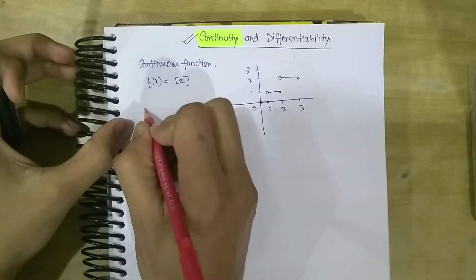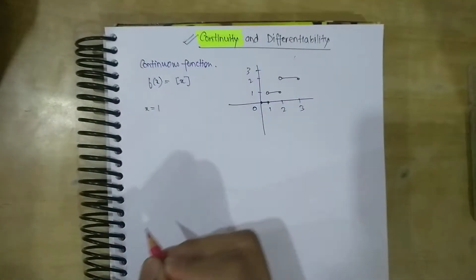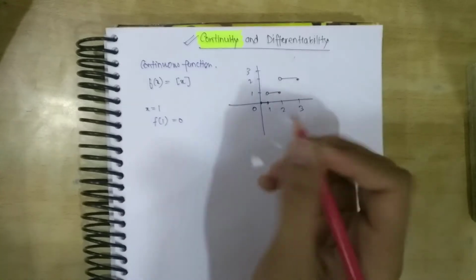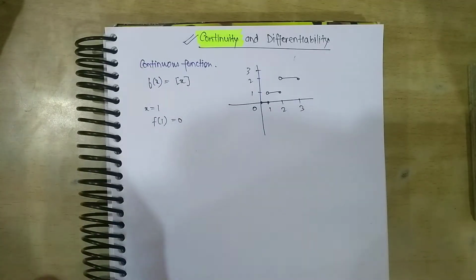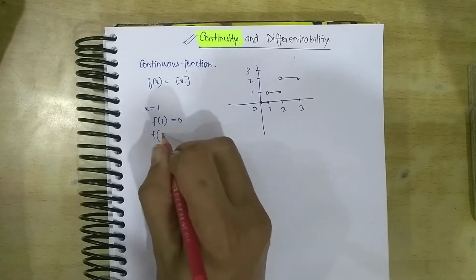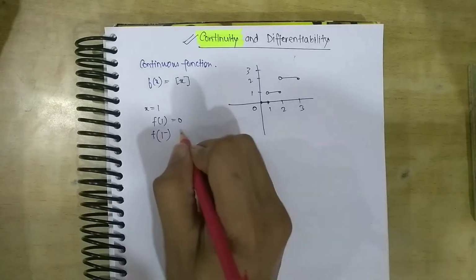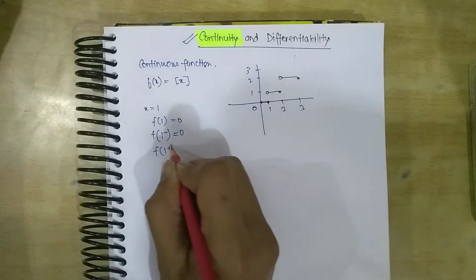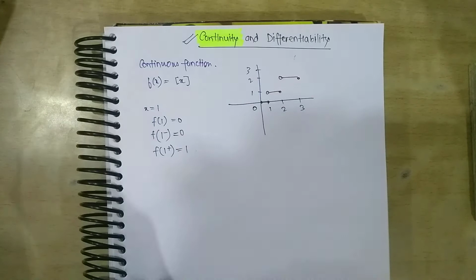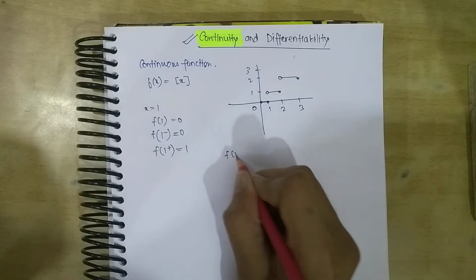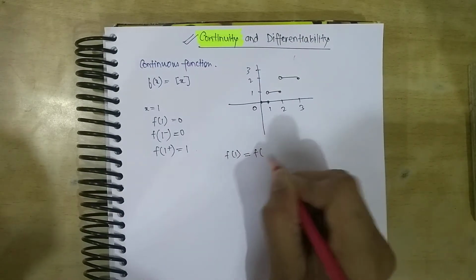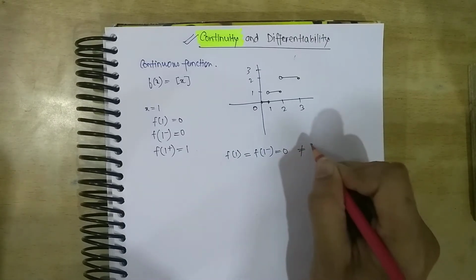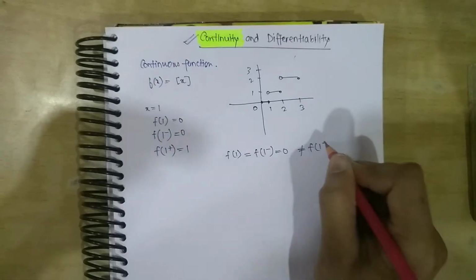Let's look at a point x equal to 1. At x equal to 1, the value of the function is actually 0. But if I take a look at the point just behind 1, that is, let me write it as 1 minus, the value is also 0. But if I take a look at the point just after 1, that is 1 plus, the value is 1. So I can say the function's value at 1 is equal to the function's value at the point just behind 1 and is 0, but it is not equal to the function's value at the point just after 1.